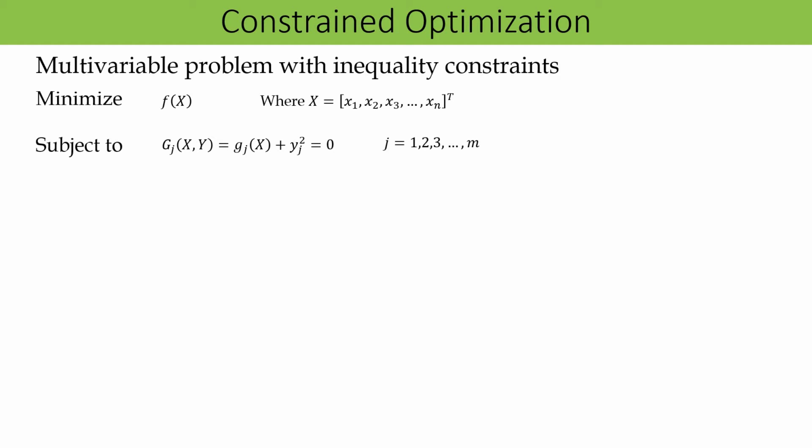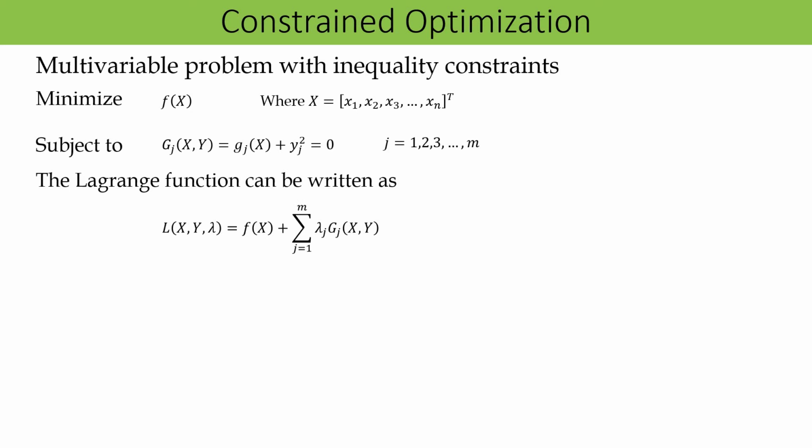So this is the problem: minimization of f(x) subject to capital Z(x, y), where Z_j(x, y) is z_j(x) plus y_j square equal to 0, for j equal to 1 up to m. Now I can write the Lagrange function like this. L is a function of x, y, and lambda. So this is f(x) plus the summation of j equal to 1 to m, since we have m constraints, of lambda_j Z_j(x, y). So this is the Lagrange function. I hope this is clear to you.